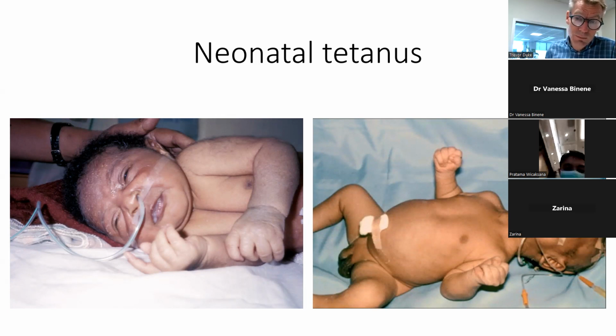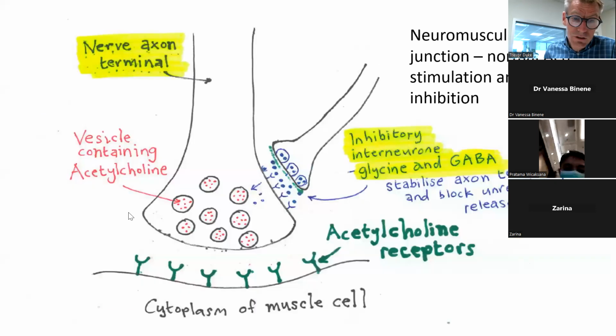It's a very important condition that still, unfortunately, is being seen in some newborn babies. I think it's useful to know what the effect of tetanus toxin is. Why does tetanus occur? And just to review the physiology at the neuromuscular junction, this is normal. This is what happens normally.